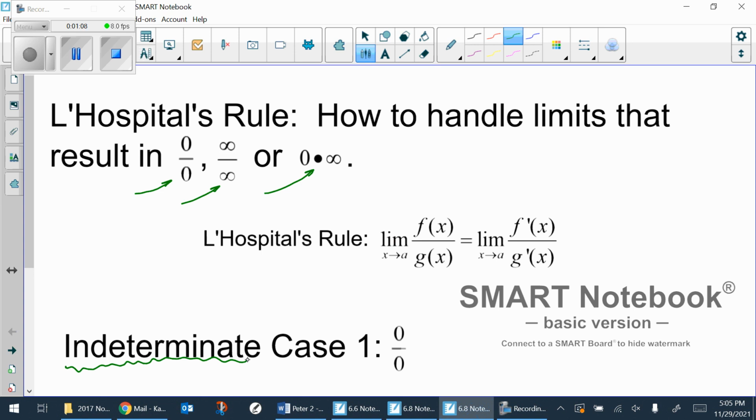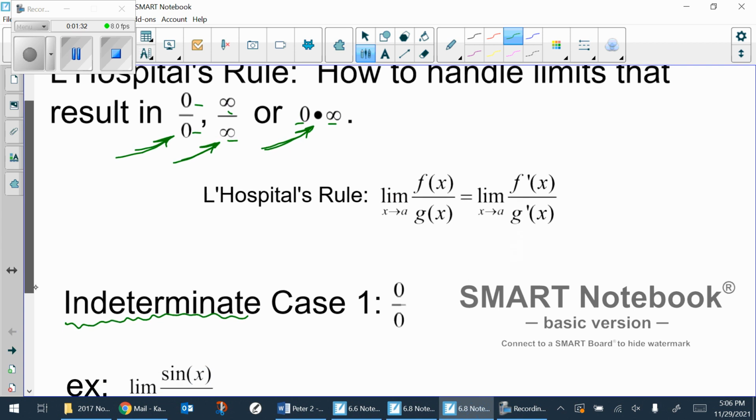So let's take a look at solving limits that result in 0 over 0, infinity over infinity, or 0 times infinity. Because remember, we're only approaching these numbers. We're not actually ever reaching them. We're only close to 0 times close to infinity.